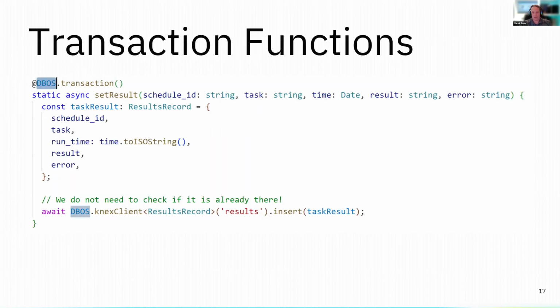Transaction function, not much more difficult than a step function. So our set result function in our little workflow is just going to insert a database record with our result. Now, you might say, well, shouldn't I check and see if that database record is already there? No, you don't have to, because the workflow will not run it again if it already happened.